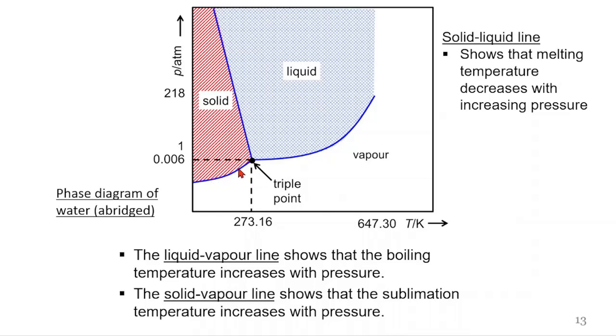And this is one differentiating feature of the phase diagram of water and the phase diagram of other substances. This line has a negative gradient because increase in pressure leads to the solid phase becoming unstable. And this is because the solid phase is less dense than the liquid phase. So as pressure increases, the liquid phase, which is more dense, is favored over the solid phase, which is less dense.